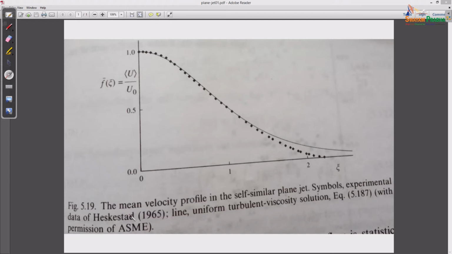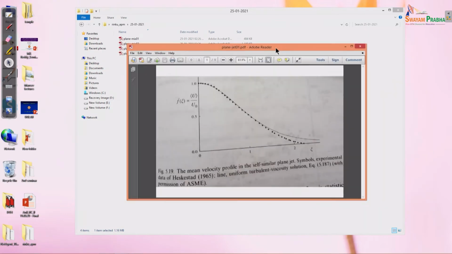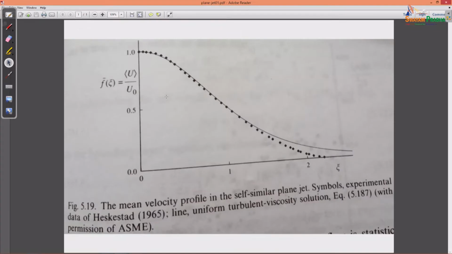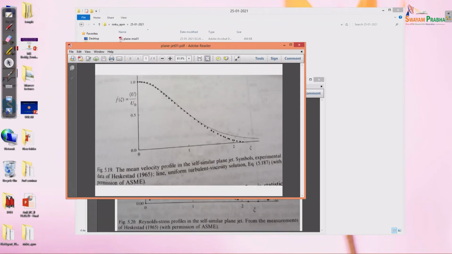So f of zeta is nothing but y by y half. This symbol basically represents the mean value of the centerline velocity, so simply u bar by u naught or u infinity. That is self-similar, that we can see. This is from experiment.